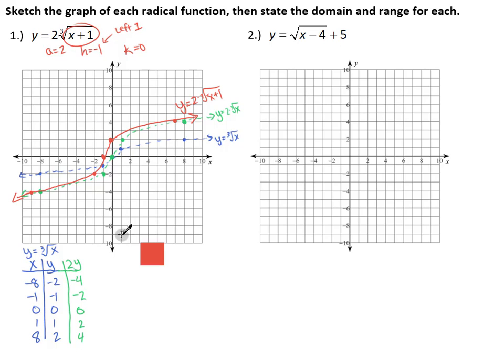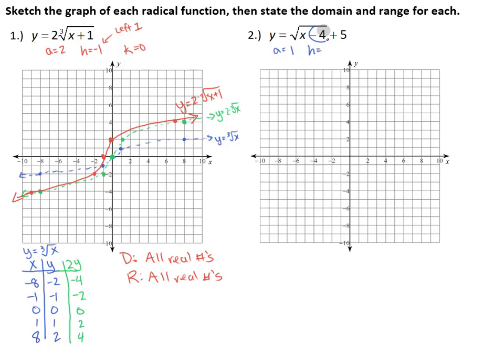So remember for the domain, for a cube root graph, the domain and range should be hopefully super easy. They're both all real numbers. It goes left and right forever with no gaps or holes, and it goes up and down forever with no gaps or holes. Okay, let's try number 2. Let's start with a, h, and k. I guess I didn't do that last time. Here, a is 1.